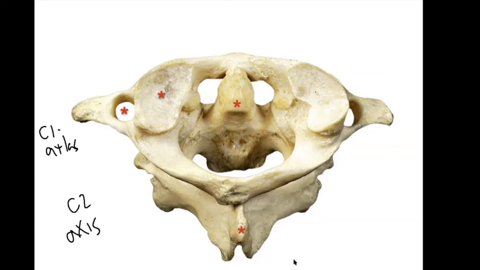So this is the posterior side over here. And then this bump over here, you'll see referred to as the dens or odontoid process. This is basically a modified vertebral body. And in real life, you would have ligaments spanning over here. This is how you can shake your head no, back and forth, because it kind of spins around this dens right here. All right, so that's C1 and C2.